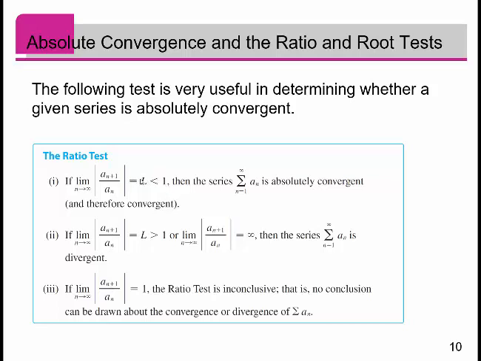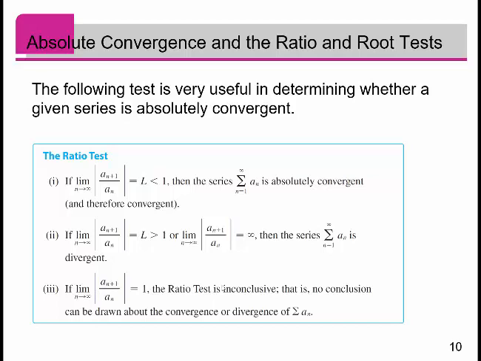If you take that limit and it is equal to some value L, so it exists and is less than 1, then the series is absolutely convergent. If the limit of the ratio of the (n+1)th term divided by the nth term is equal to L, so its limit exists but it's greater than 1, then the series is divergent. And if the limit of the ratio is equal to 1, it's inconclusive. You can't draw any conclusion.